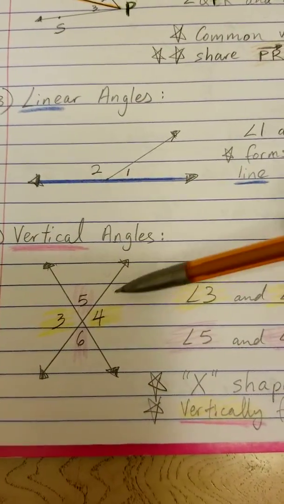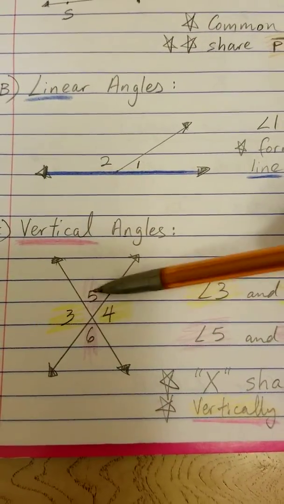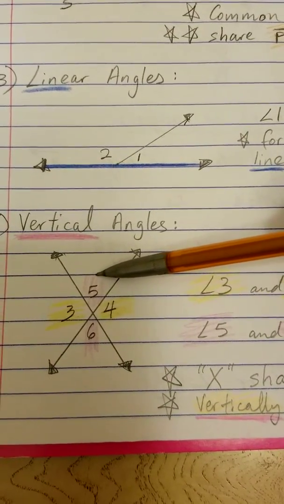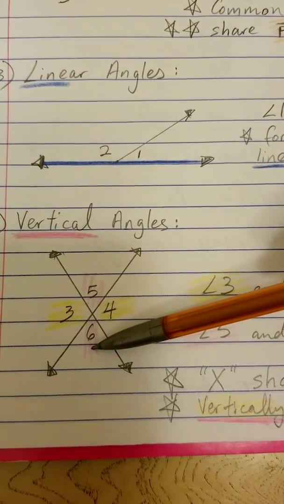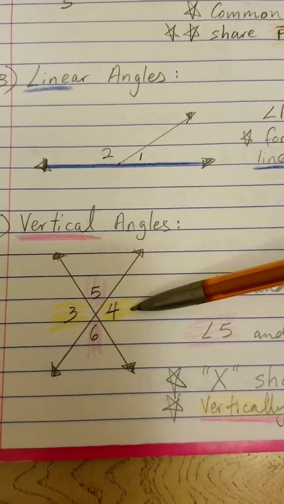Also, a good note for this is vertical angles are always congruent to each other. Congruent means they are exactly the same measurement. So if this is 35 degrees, this will be 35 degrees. If this is 110 degrees, this will be 110 degrees.